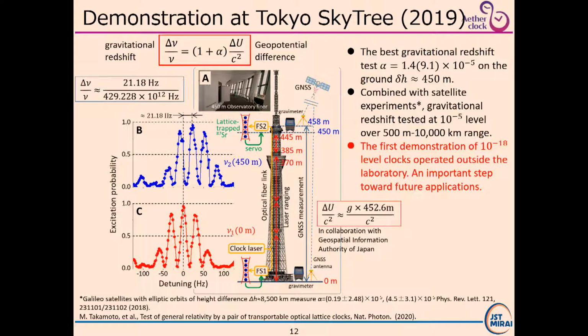We took these two clocks to a broadcasting tower in Tokyo, which is called Tokyo Skytree. It's like Toronto Tower. We set one of the clocks on the ground floor and the other on the observatory floor at 450 meters and compare the clocks. The upper clock ticks faster by 21 Hertz, and this gives a gravitational redshift.